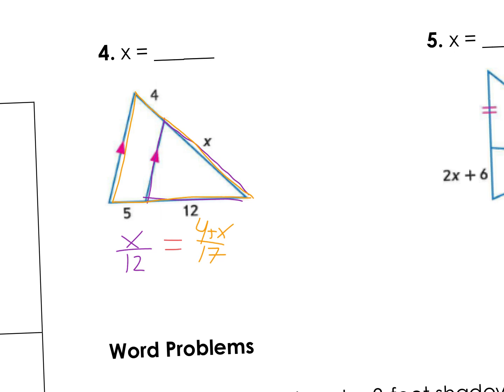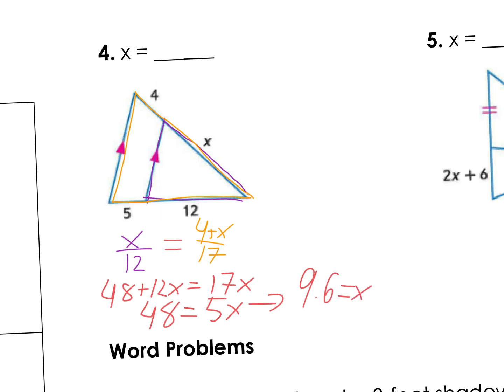At this point, cross multiply again, and we get 48 plus 12x is equal to 17x, because 4 times 12, and 12 times x. I'm going to subtract 12x from both sides to give me 48 is equal to 5x. Divide both sides by 5, so 48 divided by 5, I get 9.6 is equal to x.